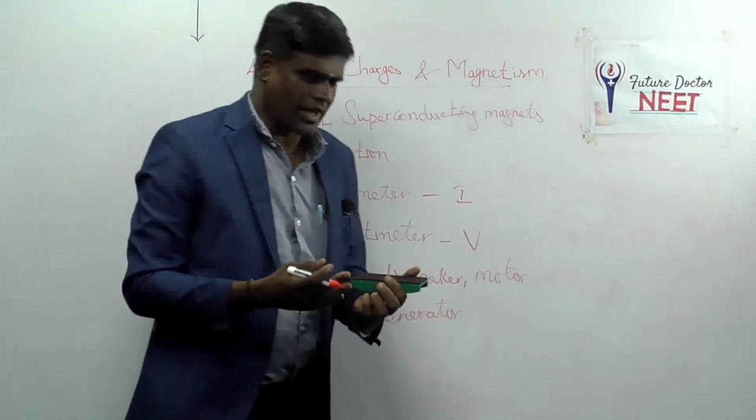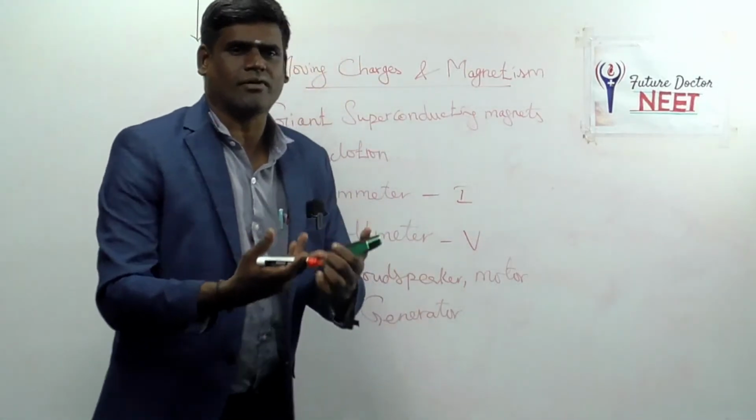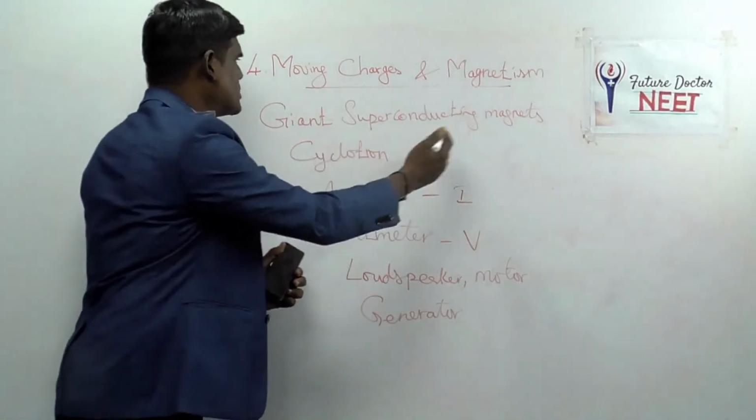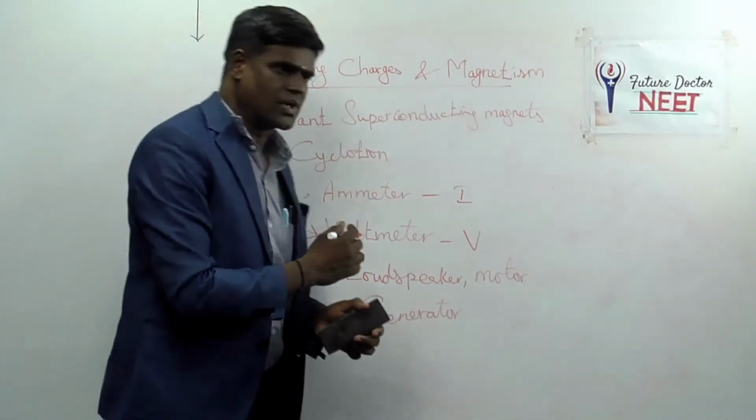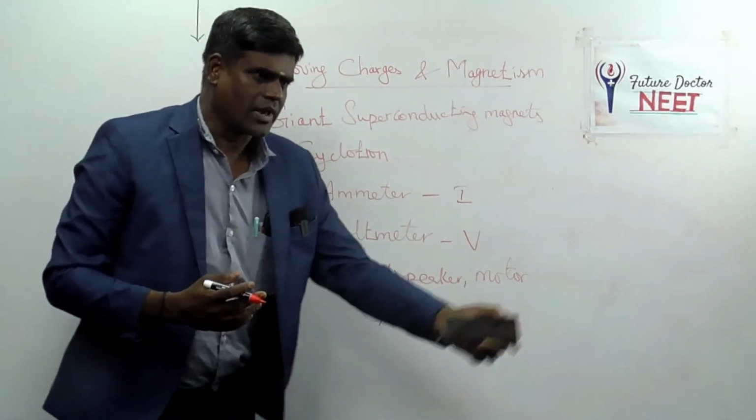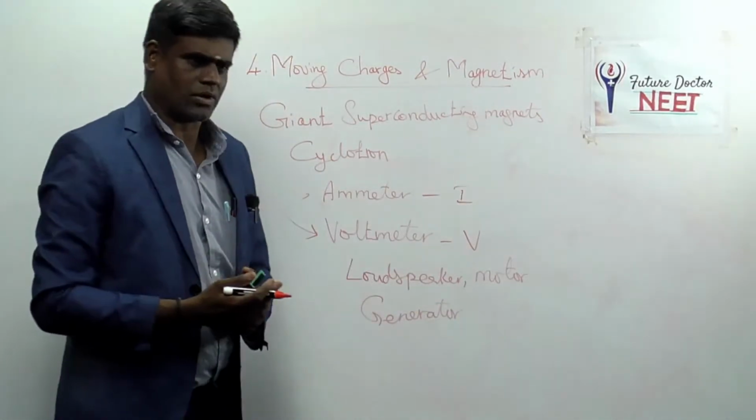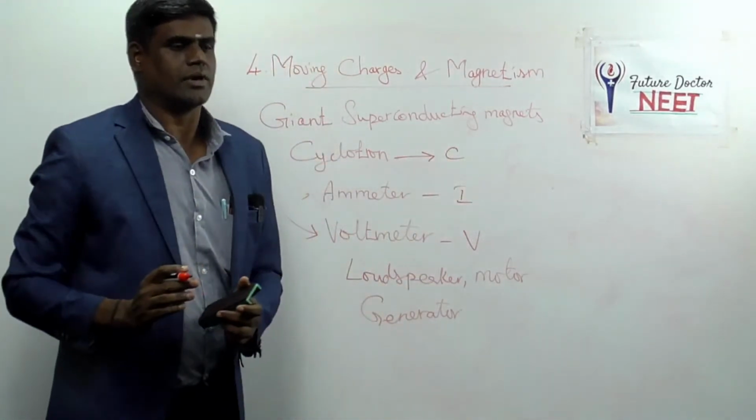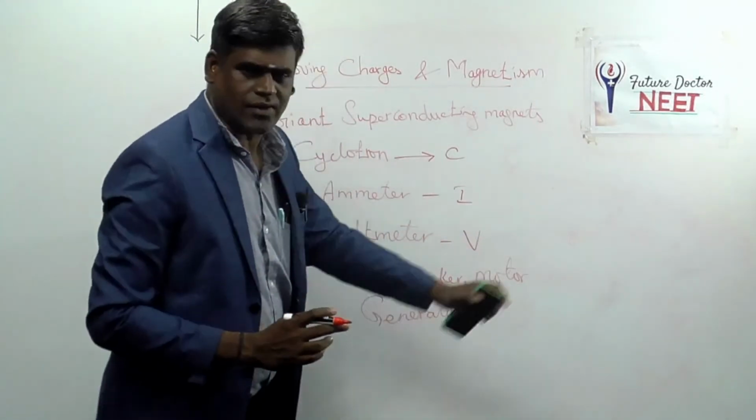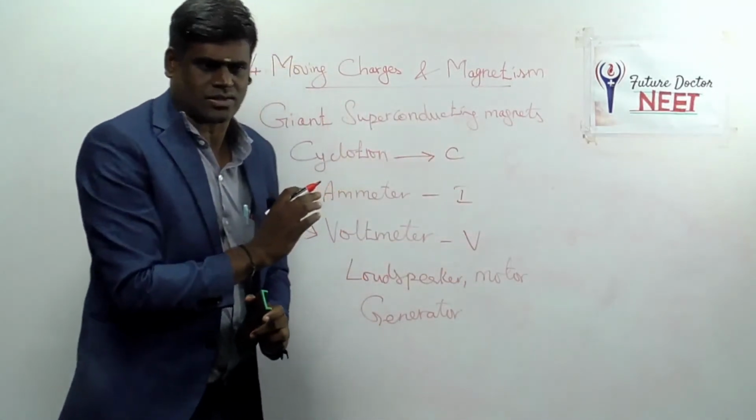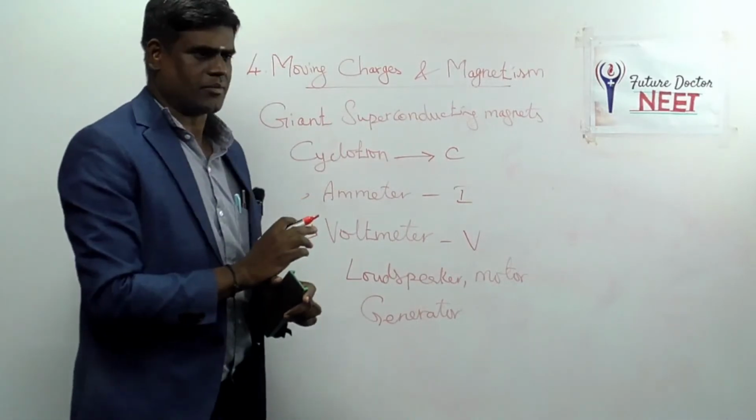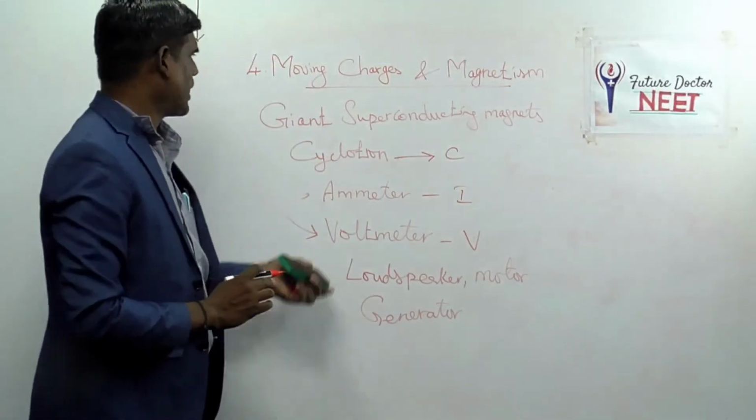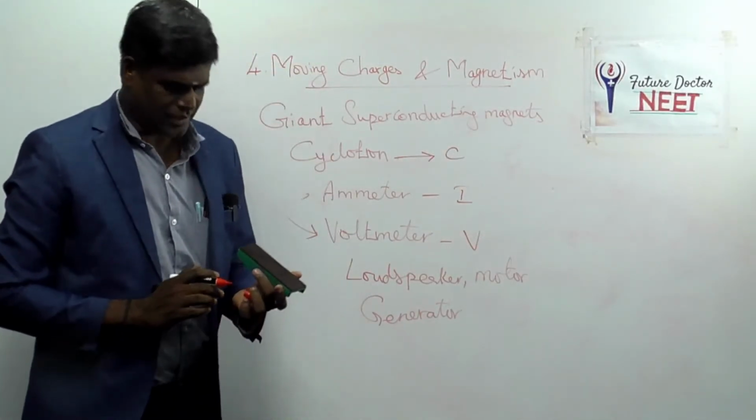For example, for some charged particles the energy is not sufficient, the velocity is not sufficient. So using giant superconducting magnets, it is possible to increase the energy or the velocity of the particle, and that velocity will approach the velocity of light. We can allow it to accelerate to that much high velocity. That is where the giant superconducting magnets are used, in particle accelerators. So like this, there are a lot of applications in magnetism.